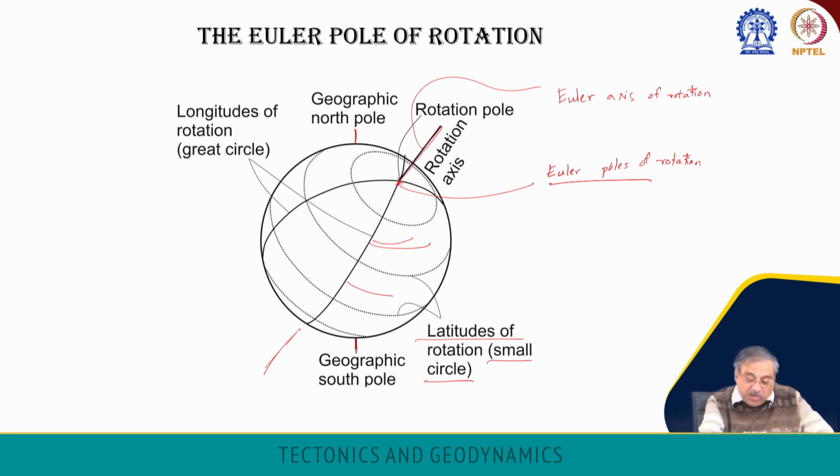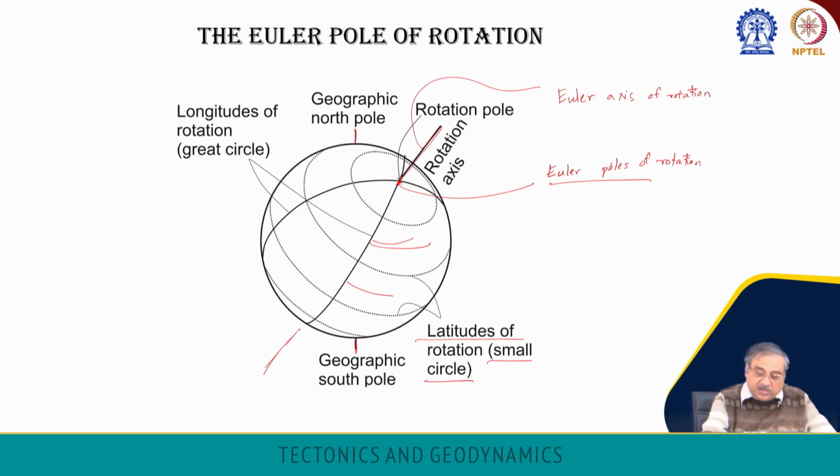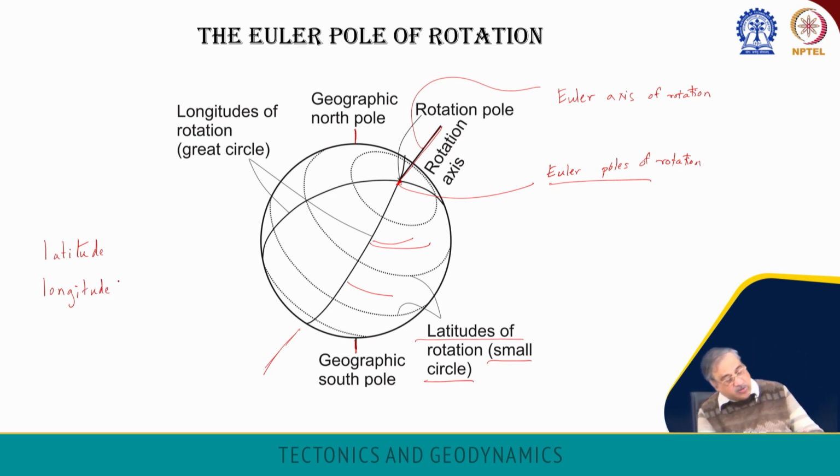Now, the location of the Euler pole: how do we specify the orientation of the axis? It has to be with respect to the orientation of this Euler axis, the pole of this Euler axis. So this point on the surface of a spherical Earth, to describe the position of a point on the surface of the Earth, there are two things that we use automatically. One thing is called the latitude. The other thing is called the longitude. The positions of the geographic north and south poles are known to us.